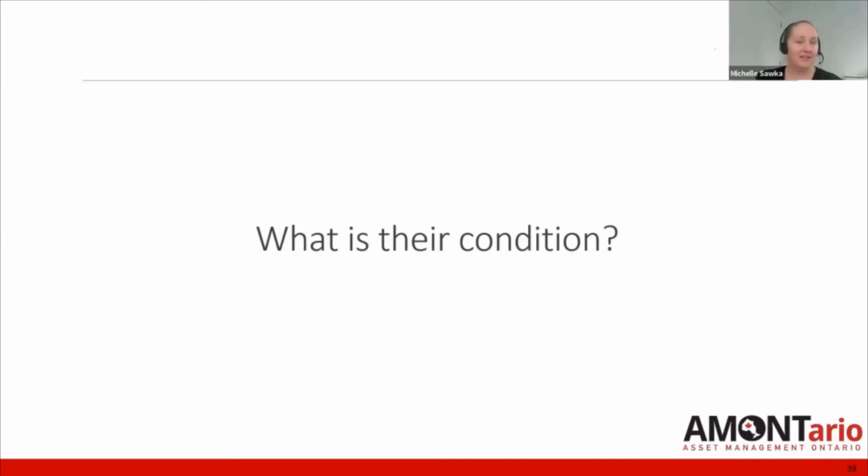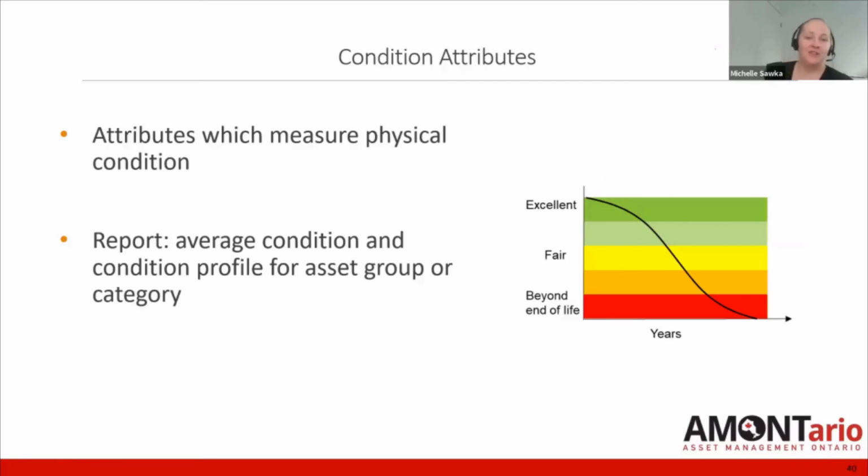Okay, from age, we go to the next question, which is: what is the asset's condition? Condition attributes are attributes which reflect the physical condition or deterioration of a green infrastructure asset. As Brian mentioned earlier today, condition is a better measure of remaining useful life than age. But that said, age can be used when condition is not available.